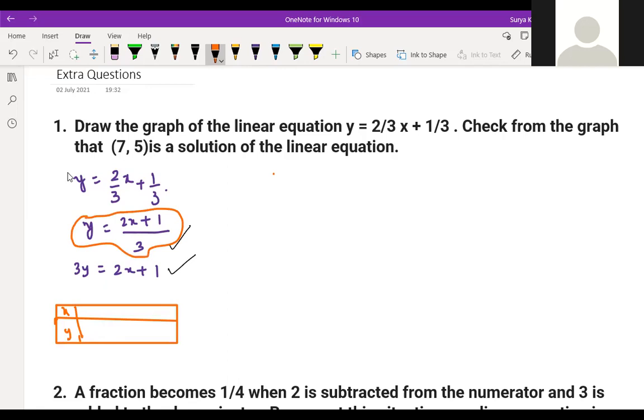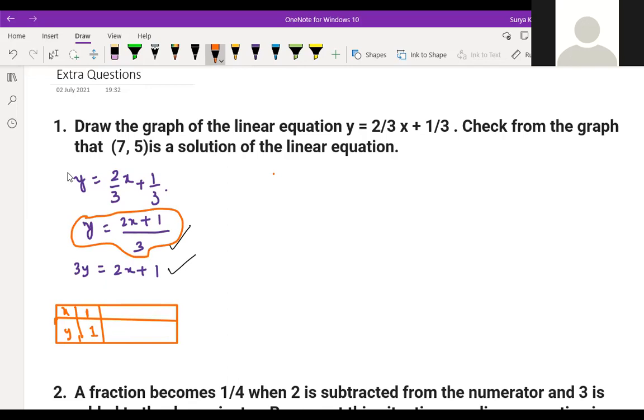See, if you put x is equal to 0, then you get 1 by 3. So don't put x is equal to 0. You can put x is equal to 1. If you put x is equal to 1, you'll get 3 by 3, that is 1 only. Y is equal to 1. Correct? Yes, sir. If you put x is equal to 1, you'll get y is equal to 1.